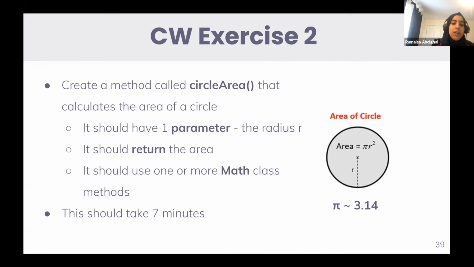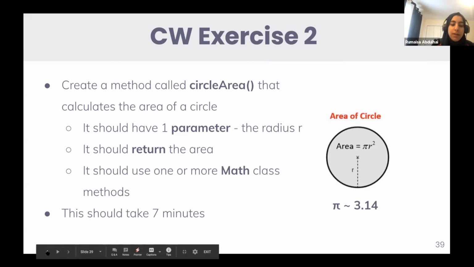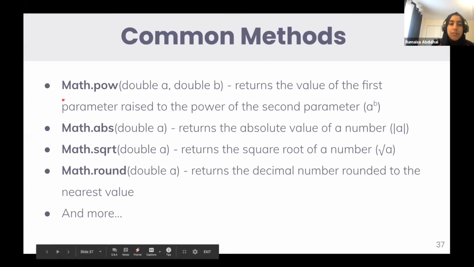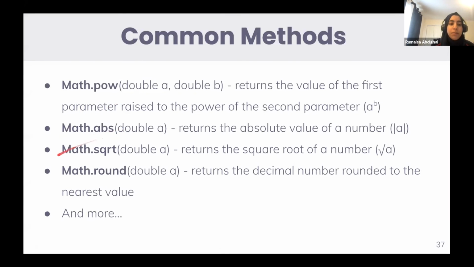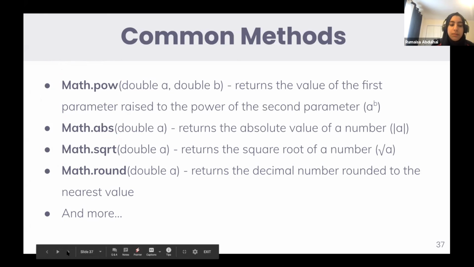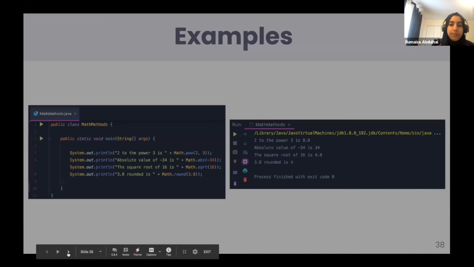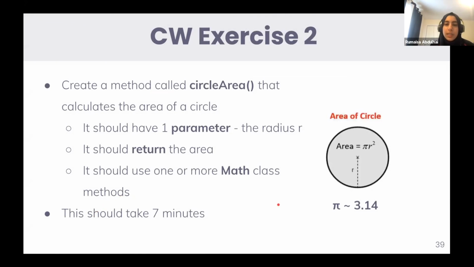So the last requirement is that it should use one or more Math class methods that we learned. So if we go to the previous slide, it has to use math.pow or math.abs, math.sqrt, or math.round, whichever one that you think is most appropriate for this exercise. So it has to use one of these 4 methods. And I'll give you guys 7 minutes. If you're done, then type done in the chat, and then I'll ask someone to share their solution.